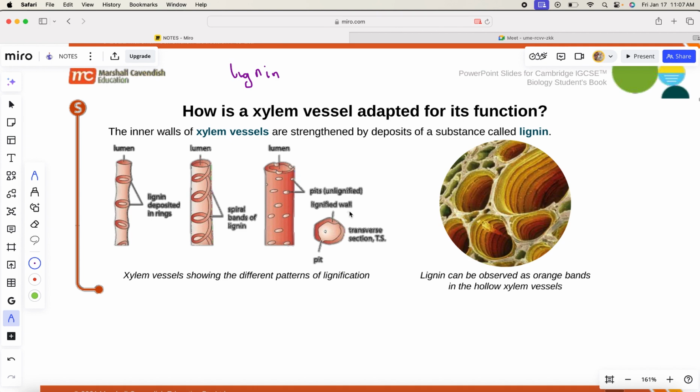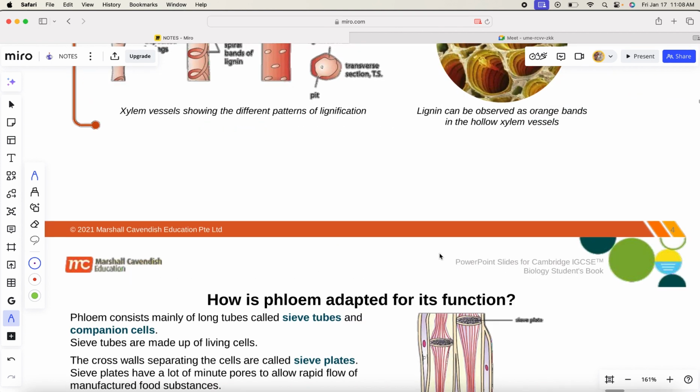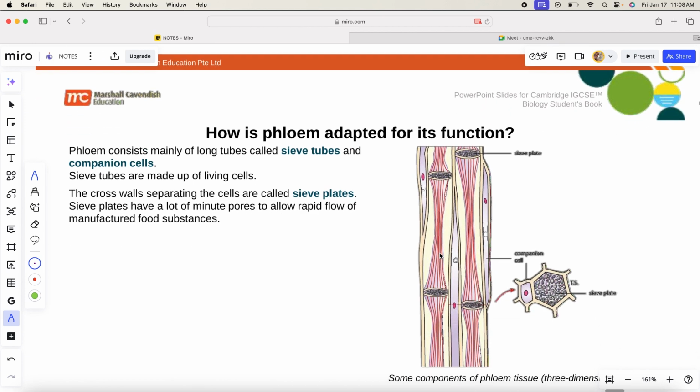So this is the lignified wall. This part is the lignified wall. This is the pit. Okay? So we have the lignin, which enables the movement of water, and you have the pit. So this is the cross section, and you have to remember how the xylem vessel is adapted for its functionality. The xylem vessel has in it lignin, which enables the water to flow.